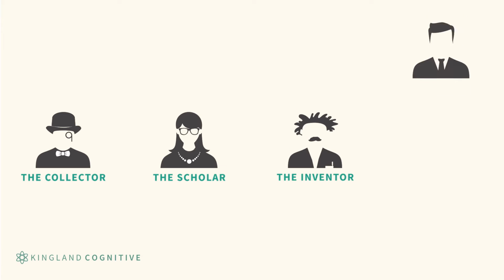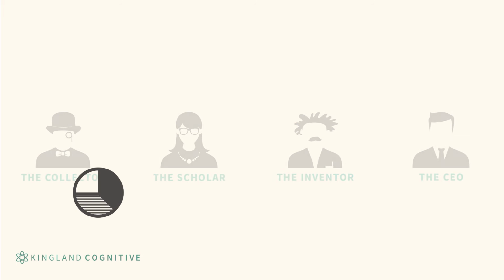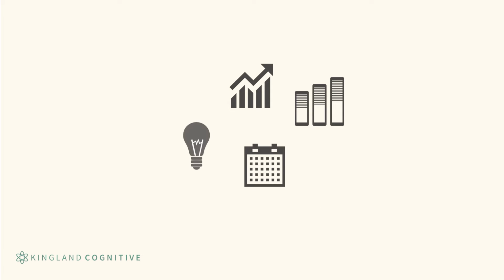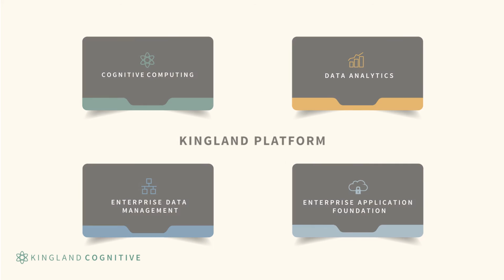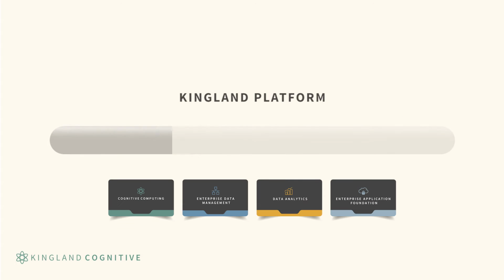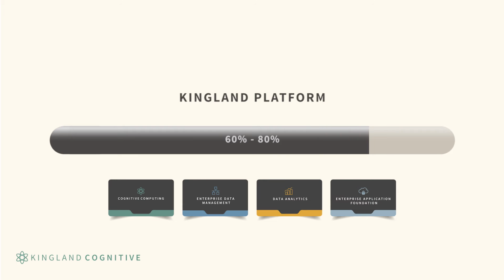We use 4 personas to describe how businesses move from just collecting data to delivering actionable insight that improves business processes. And as a part of the Kingland platform, this is how we help our clients get 60 to 80% of the way toward their solution. Let's take a closer look.